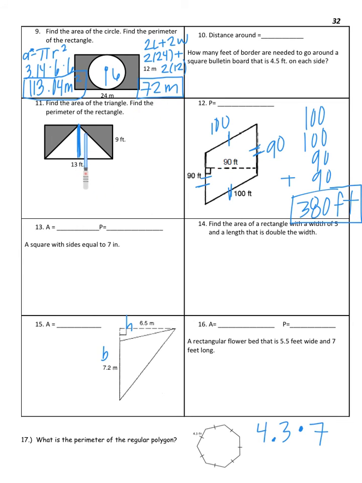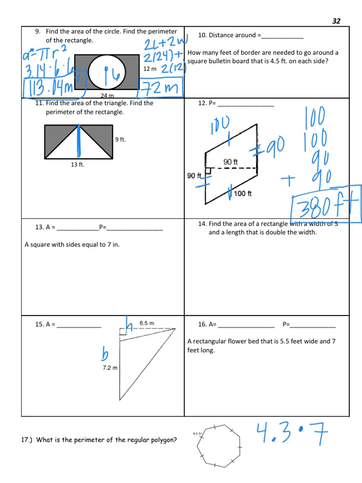Number 11, here's a hint for you. This triangle is inside this rectangle. That means the height of the triangle has to be equal to 9. Number 12, we have a parallelogram. Two sides are 90, two sides of 100. To find the perimeter, add everything up. You get 380 feet. Number 15, I labeled the base and the height for you.